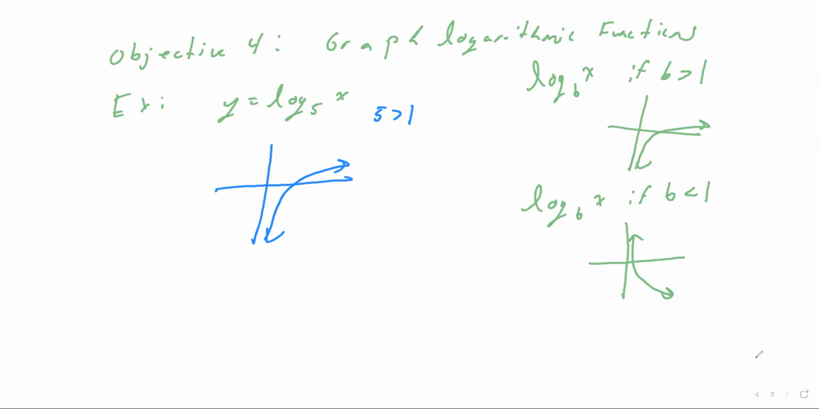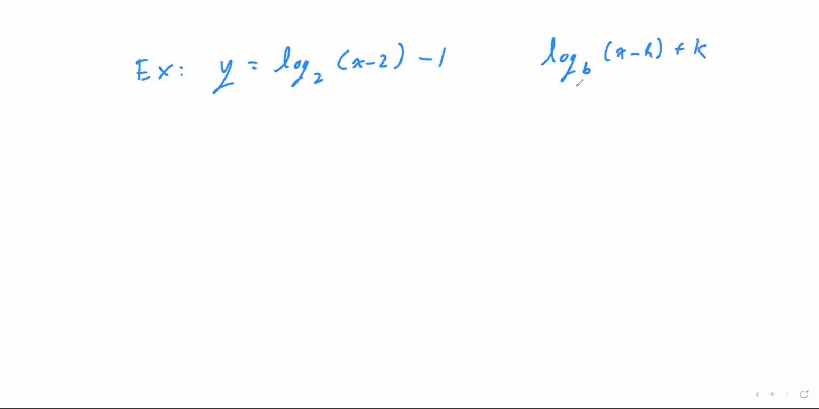Alrighty, let's look at a more complicated one. In this example, we have y equals log base 2 of x minus 2, minus 1. To remind you, if I have log base b of x minus h plus k, the b is still going to tell you if it's a growth or decay, but the h tells you if it's going to go left or right. If it's negative, you go right. Positive, you go left. And the same concept here for k: positive, you go up; negative, you go down.